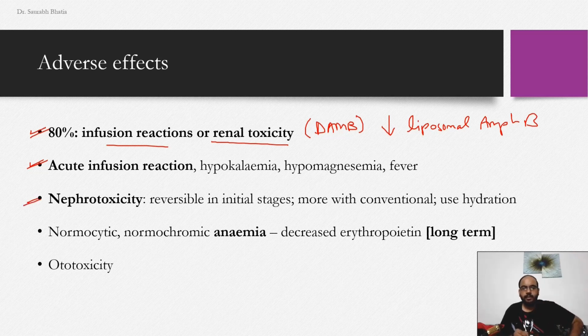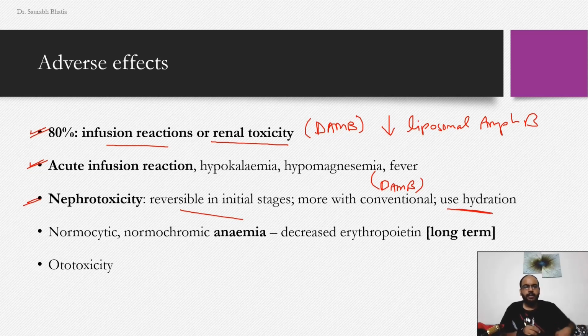Nephrotoxicity is reversible in the initial stages, but more so with the conventional amphotericin B. What do we mean by conventional? It means the deoxycholate amphotericin B. With the older formulation, the nephrotoxicity was higher. With the newer liposomal formulation, the kidney damage is not that much. To prevent it, you use hydration. You hydrate the patient well.